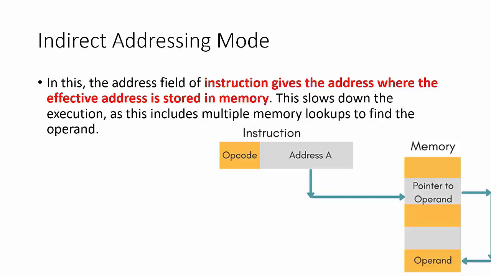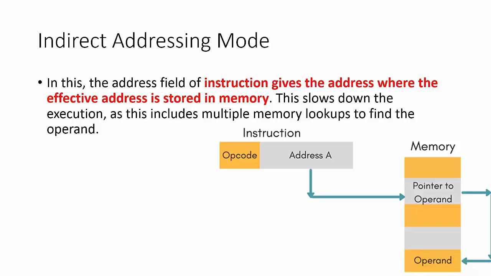Okay, using this addressing mode, execution actually gets slow because more processing is required to find the actual operand. So let's see the figure of the indirect addressing mode. As I already told you, the instruction is divided into two parts. The first part is the opcode, the other is the address. In the indirect addressing mode, the address part points to the memory location.